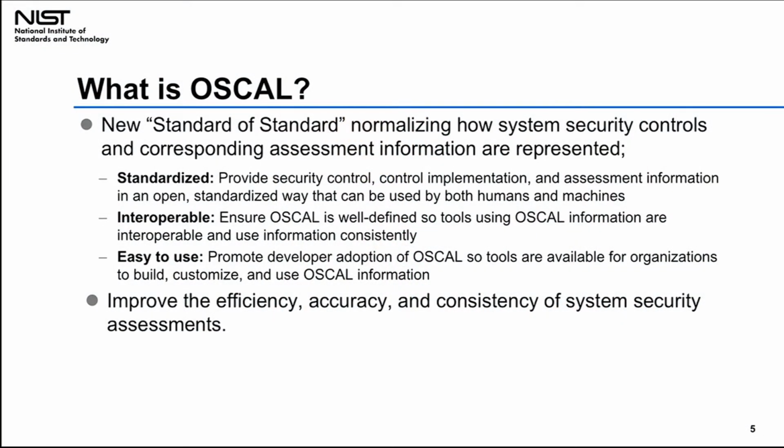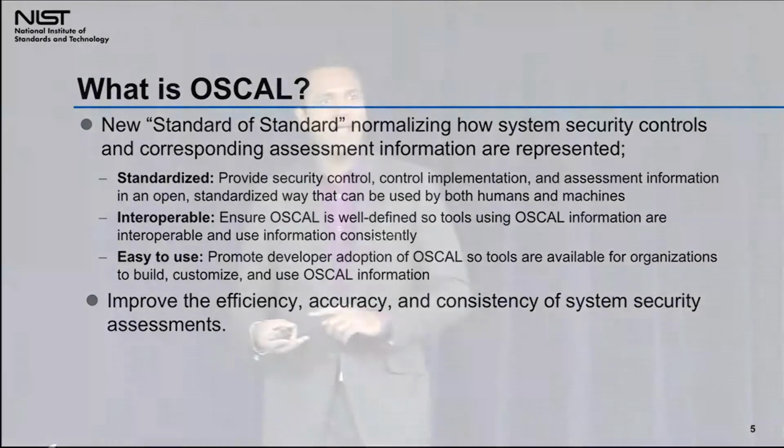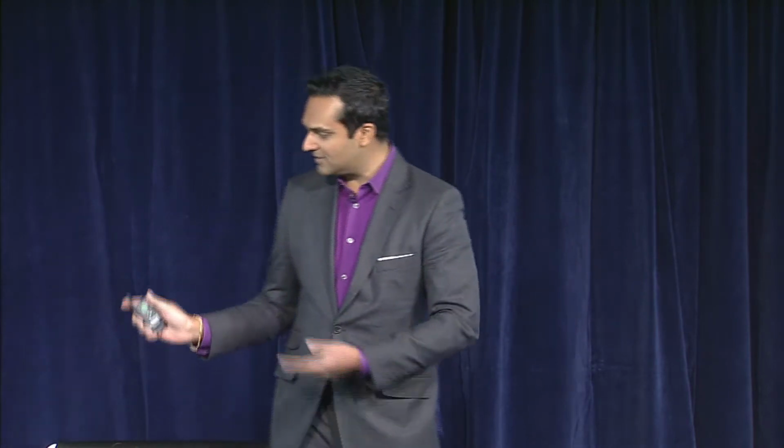So what is OSCAL? OSCAL is a standard of standards that normalizes how security controls and corresponding assessment information are represented. There are 3 key components of that model. From a standard point of view, it provides security controls, control implementation, and assessment information in an open standardized way for both machine-readable and human-readable format. And you're actually going to see what that looks like in Dave's technical presentation of the standard, as well as what that actually looks like in action.